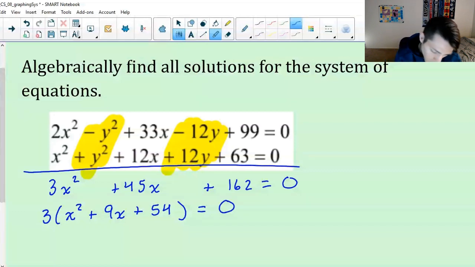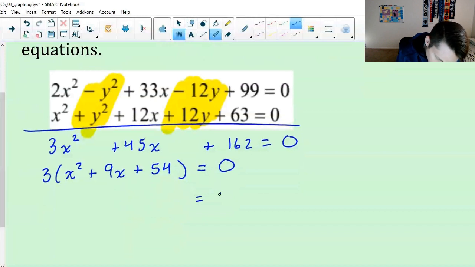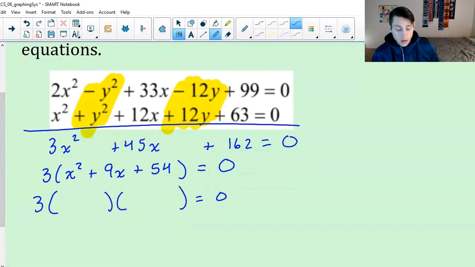Okay. So now I need to figure out what two numbers could multiply to make 54 and could also add together to make 9. Okay, so I'm thinking, actually I don't know this off the top of my head. Let's see what we got here.